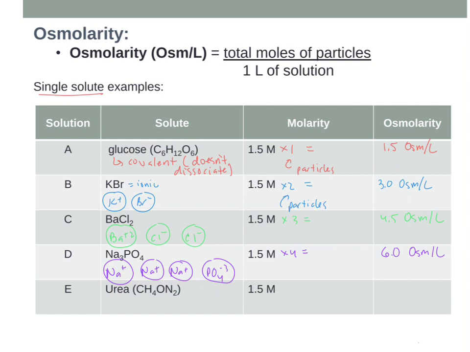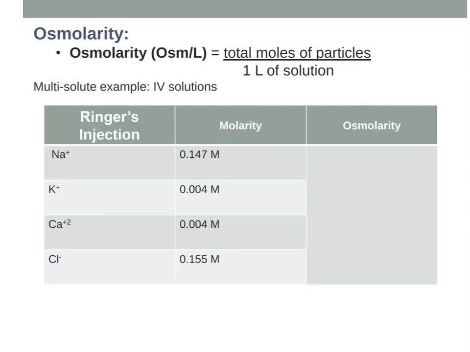And then lastly, urea here. Again, you'd look at this: is it ionic or not? In this case, it's not ionic. This is covalent, which means it's not going to break up, so it's still just the 1 piece. So the osmolarity is the same as the molarity. So we can take these single solute examples, and the biggest thing to keep in mind is that an ionic compound is going to break up. How many pieces is it going to break up into? It depends on the ionic compound.